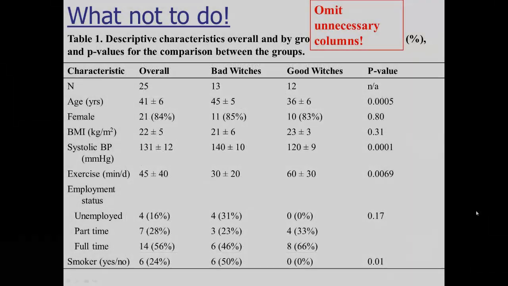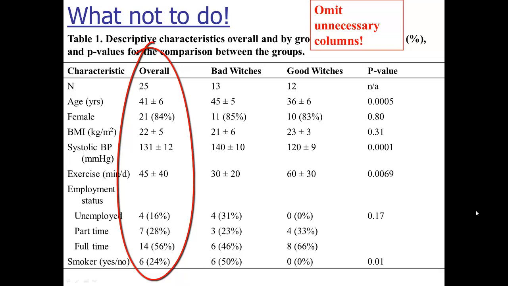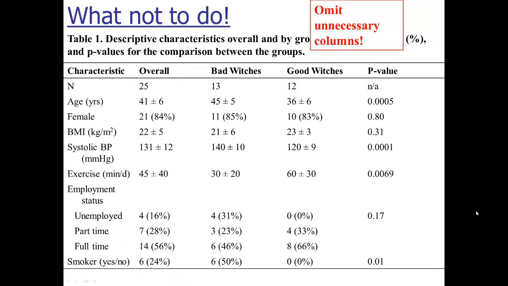Now, a lot of people will then say, well, let me just keep adding data. So let me add an overall. My statistical analysis program calculated that, so let me throw in a column that shows the overall. Well, you can see that we don't really need the overall column here, because I can look at it and see that Badwiches on average were 45 years old. Goodwiches were a little younger at 36 years old. You can kind of average that in your head. You don't really need the overall to be given separately. And also, that's not the most important thing here. The comparison is the important thing.